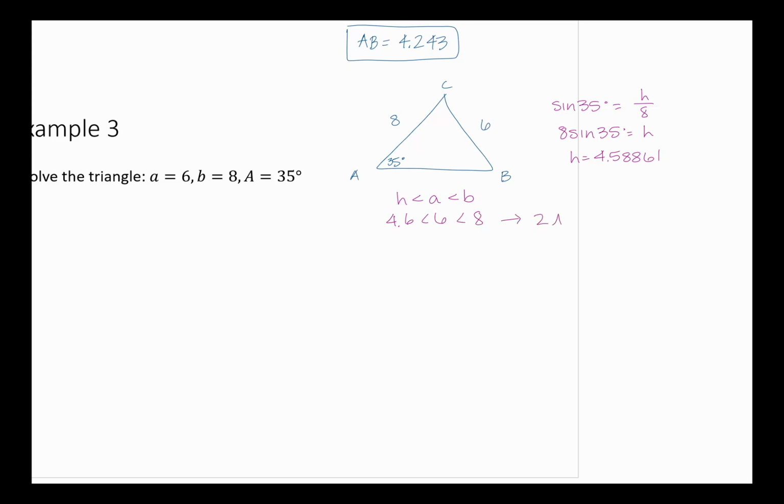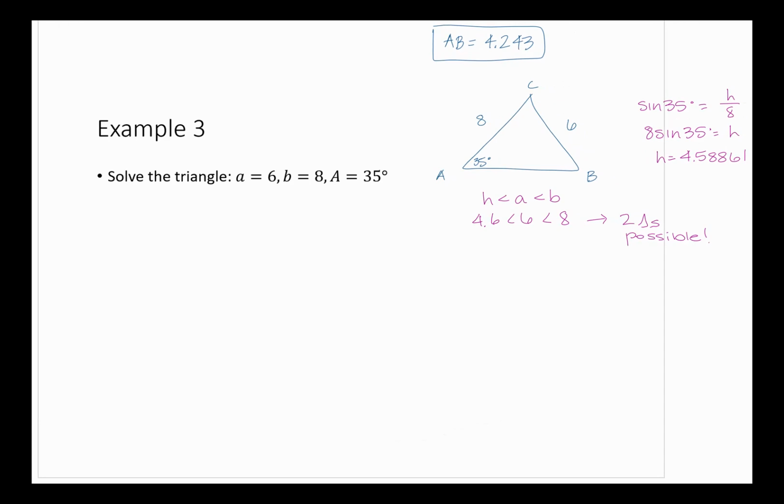So that tells me I have two triangles possible. So I need to figure out both of the triangles. And so the best way to do that is to solve for this shaped triangle first, and then we'll look to solve for the other one. So when I draw this triangle, we know that this is 35 degrees, this is 6, this is 8, it's A, B, and C.